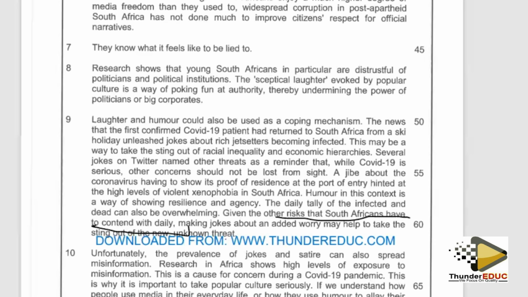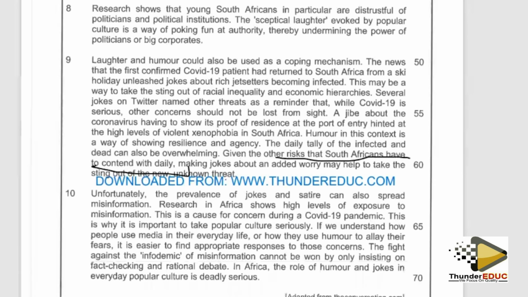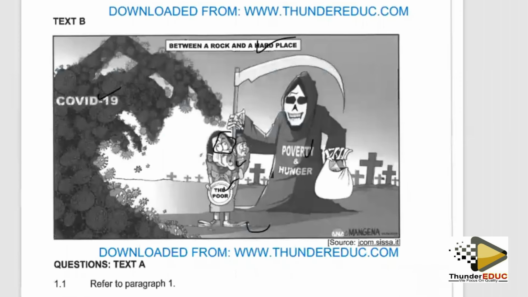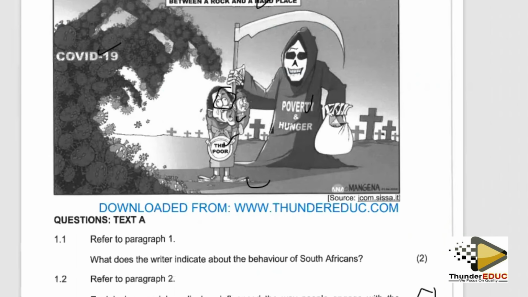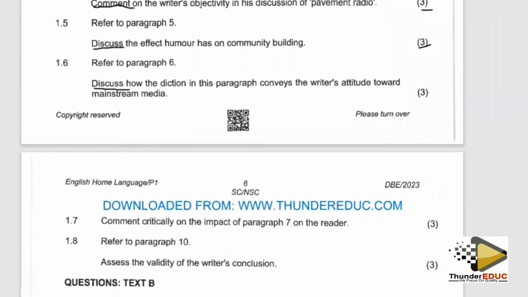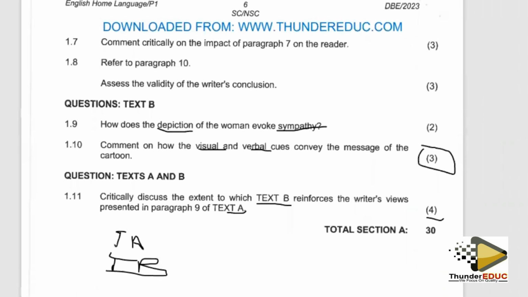Poverty is one of them. Hunger is one of them. And therefore, that's what they can deal with when it comes to their lives. But now they also have to deal with and face COVID-19. So that's how you can say it reinforces that. So I was giving an example of how you're supposed to extract information from text A, bring it into text B to show what is the common denominator between text A and text B.